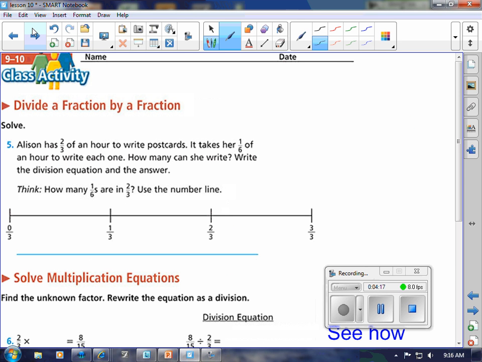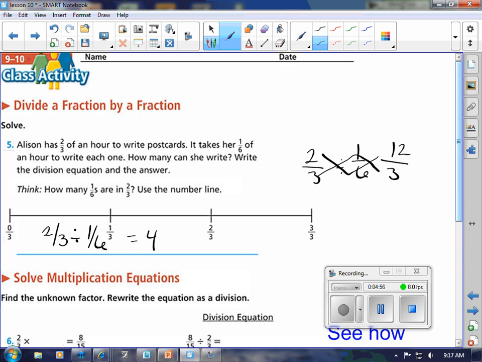Allison has 2/3 of an hour to write postcards. It takes her 1/6 of that hour to write 1 postcard. How many can she write? Write a division equation. So it's how many 6ths are there in 2/3. So you're going to take 2/3 and divide it by 1/6. Remember, when we do that, we're cross multiplying. 1 times 3 is 3. It goes to my denominator. 2 times 6 is 12, goes to my numerator. 12 divided by 3 is 4. So 4.